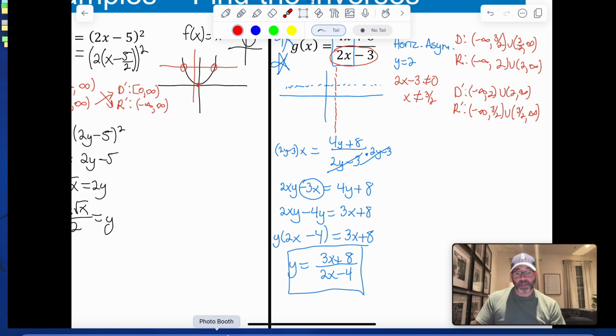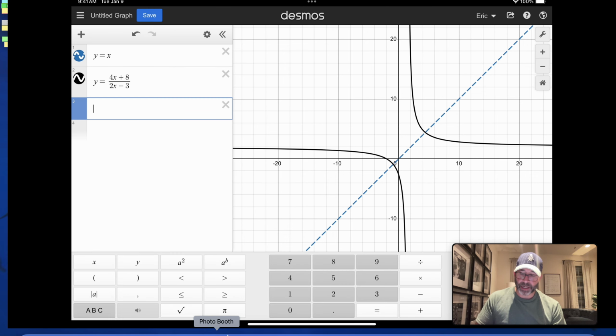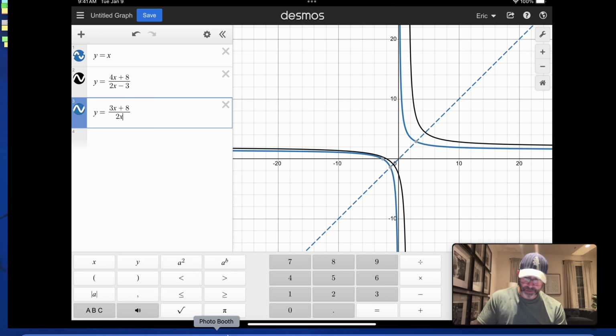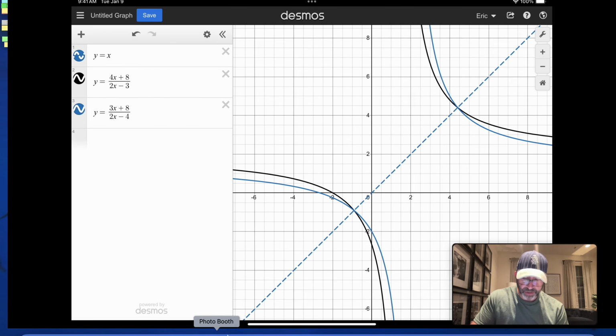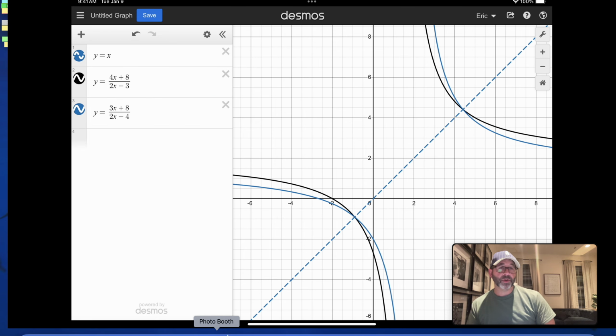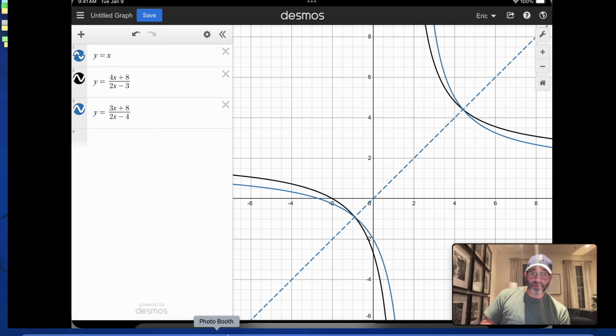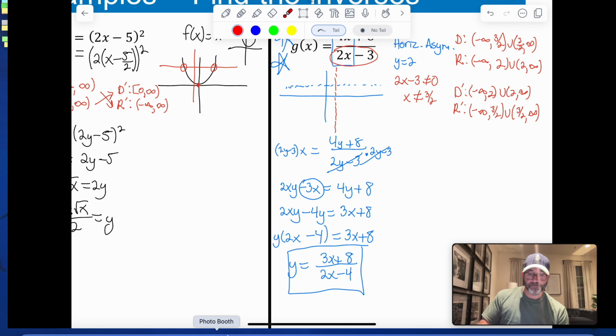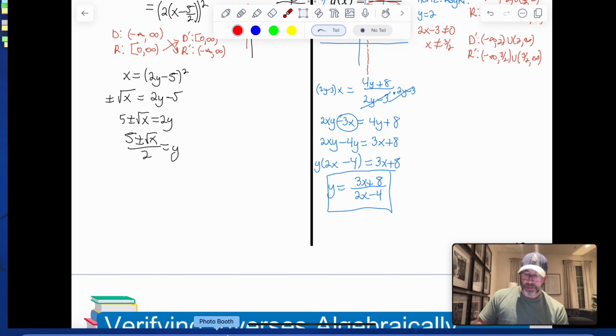So let's go back and graph this other function so we can see it in action. We've got y equals (3x plus 8) divided by (2x minus 4). They look very similar, but you can see there's a little reflection that takes place over that y equals x. All right, let's move on.